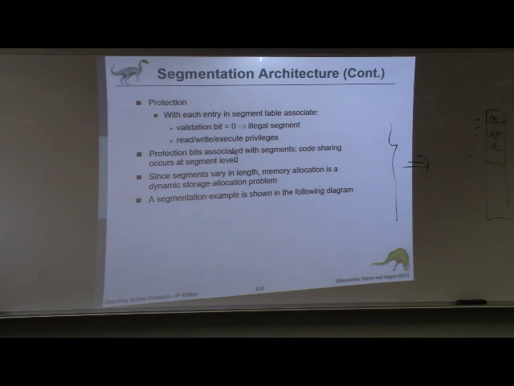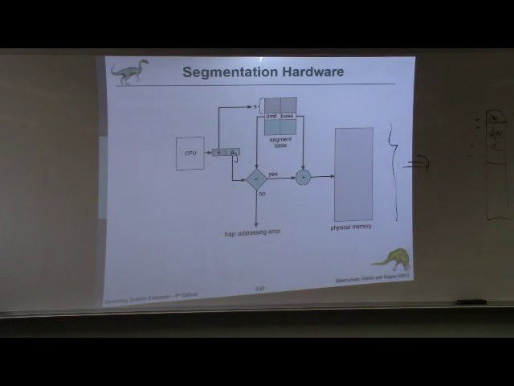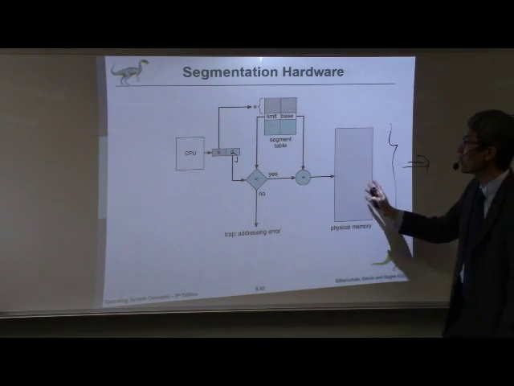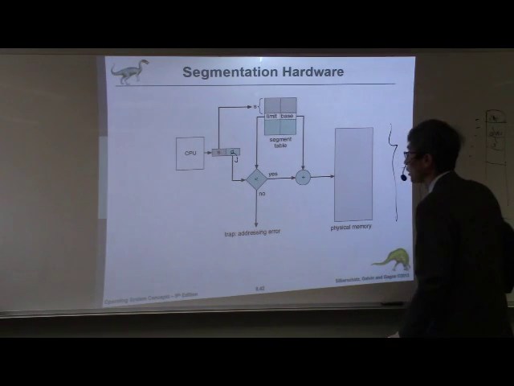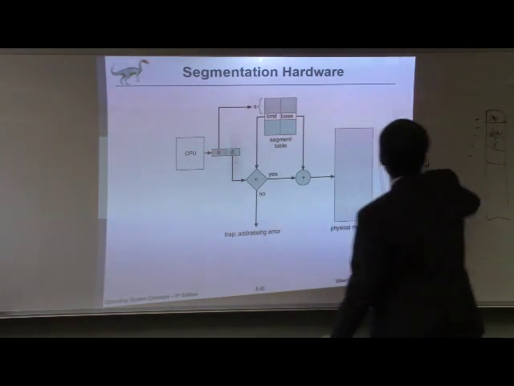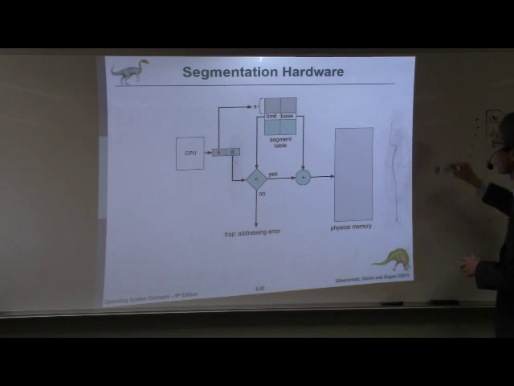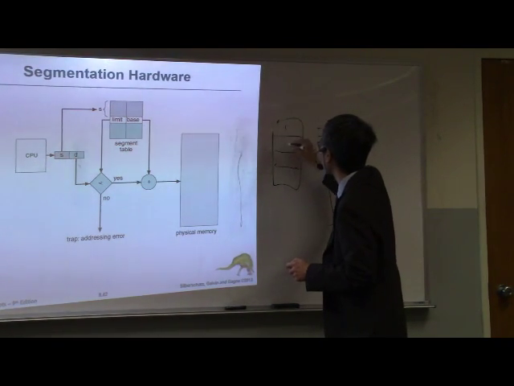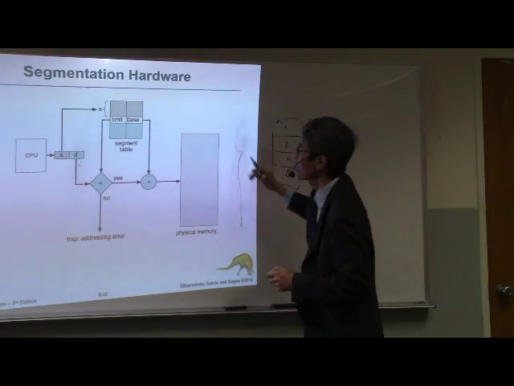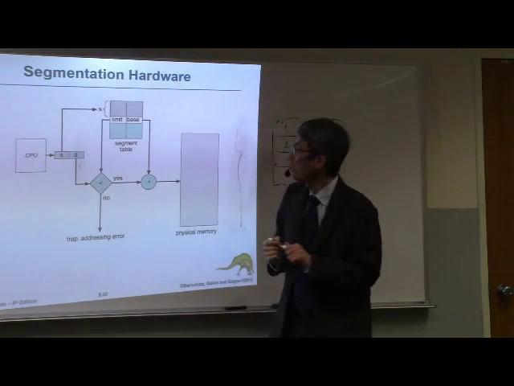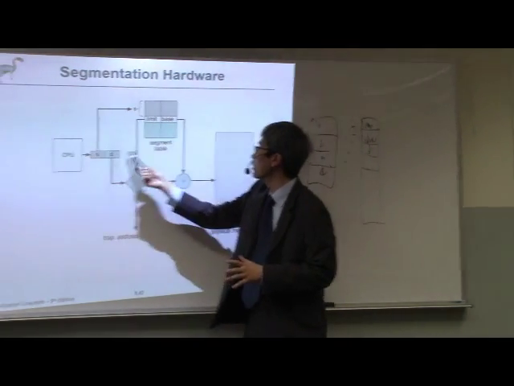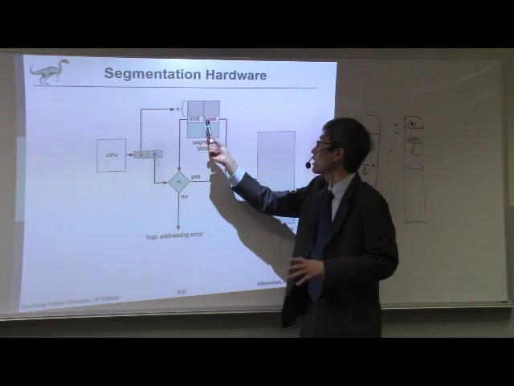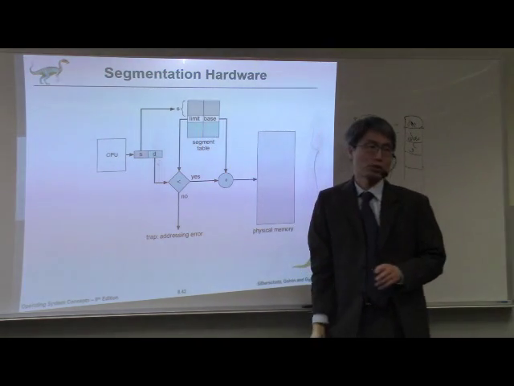Using this, we can implement the segmentation-based memory allocation in terms of hardware. From the CPU, this S is the segment number. Each program has segments, for example 1, 2, 3, 4. Each segment has its number, and using this number we can look at the segment table, where each segment has its limit and base address.